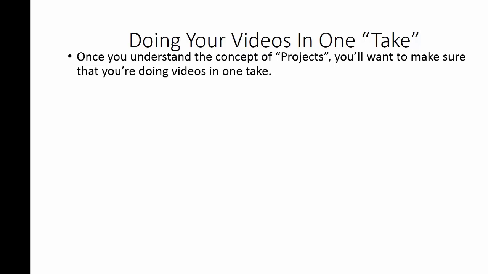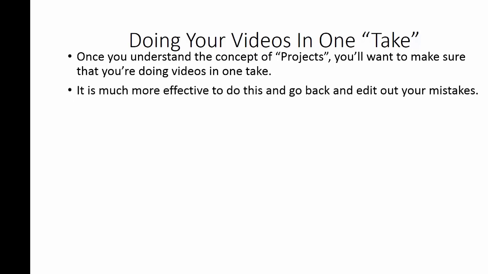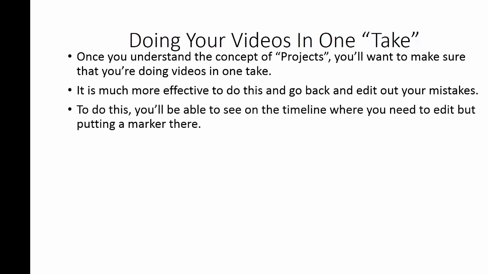Anytime that you add or change anything, you don't want to stop the recording and start another one over. You want to save even the mistakes to your project file. It's much more effective to do this and go back and edit out your mistakes. To do this, you want to be able to see on the timeline where you need to edit by putting a marker there. And we've shown you how to do this, but let's go over that again.